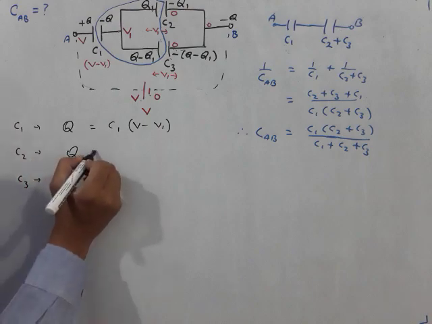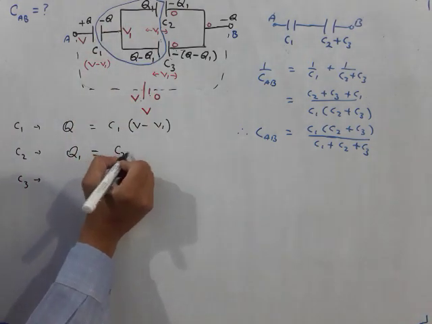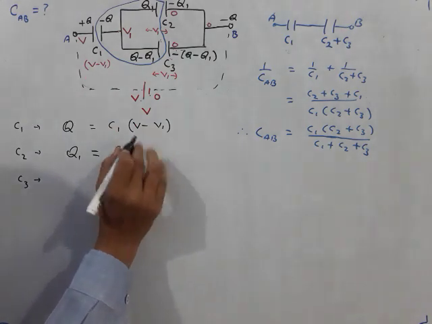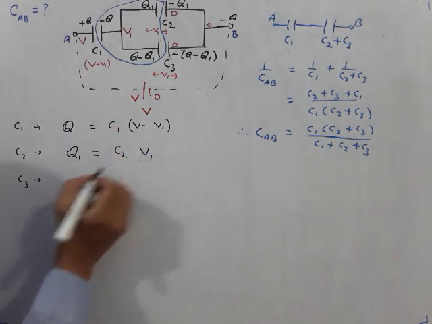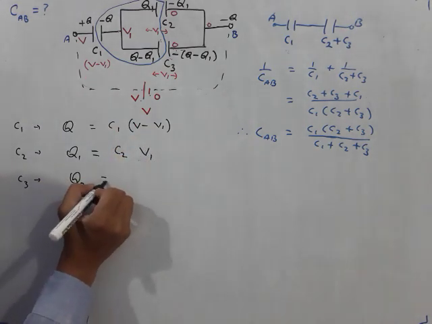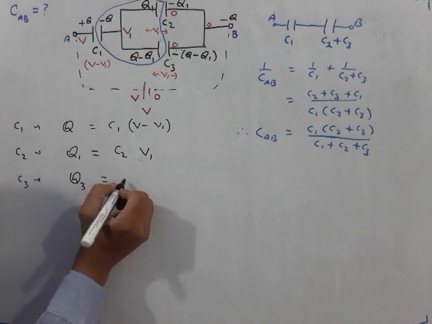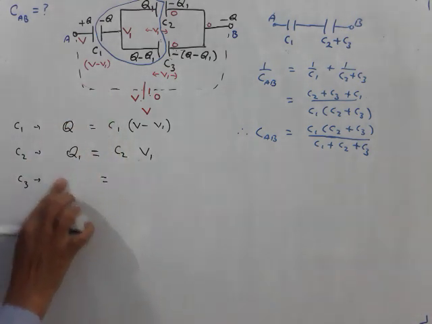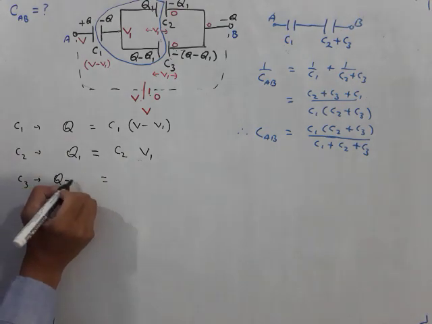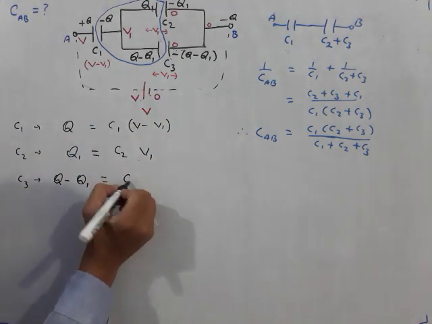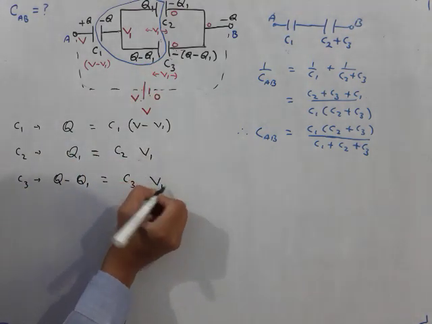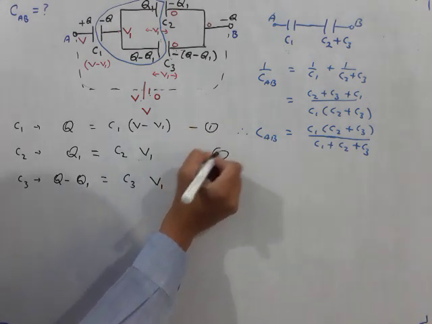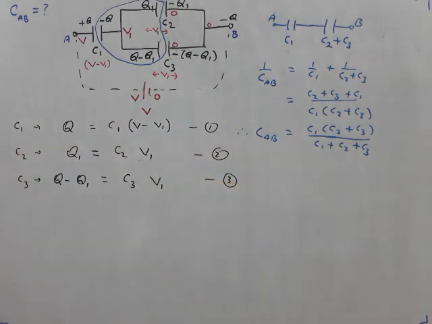So Q1 will be how much? Capacitance C2 into potential difference V1 minus 0, that is V1. And for the third capacitor, the charge is Q minus Q1 and capacitance is C3, potential difference is V1. So we have got three equations, 1, 2 and 3. We have to solve these equations to find net capacitance.